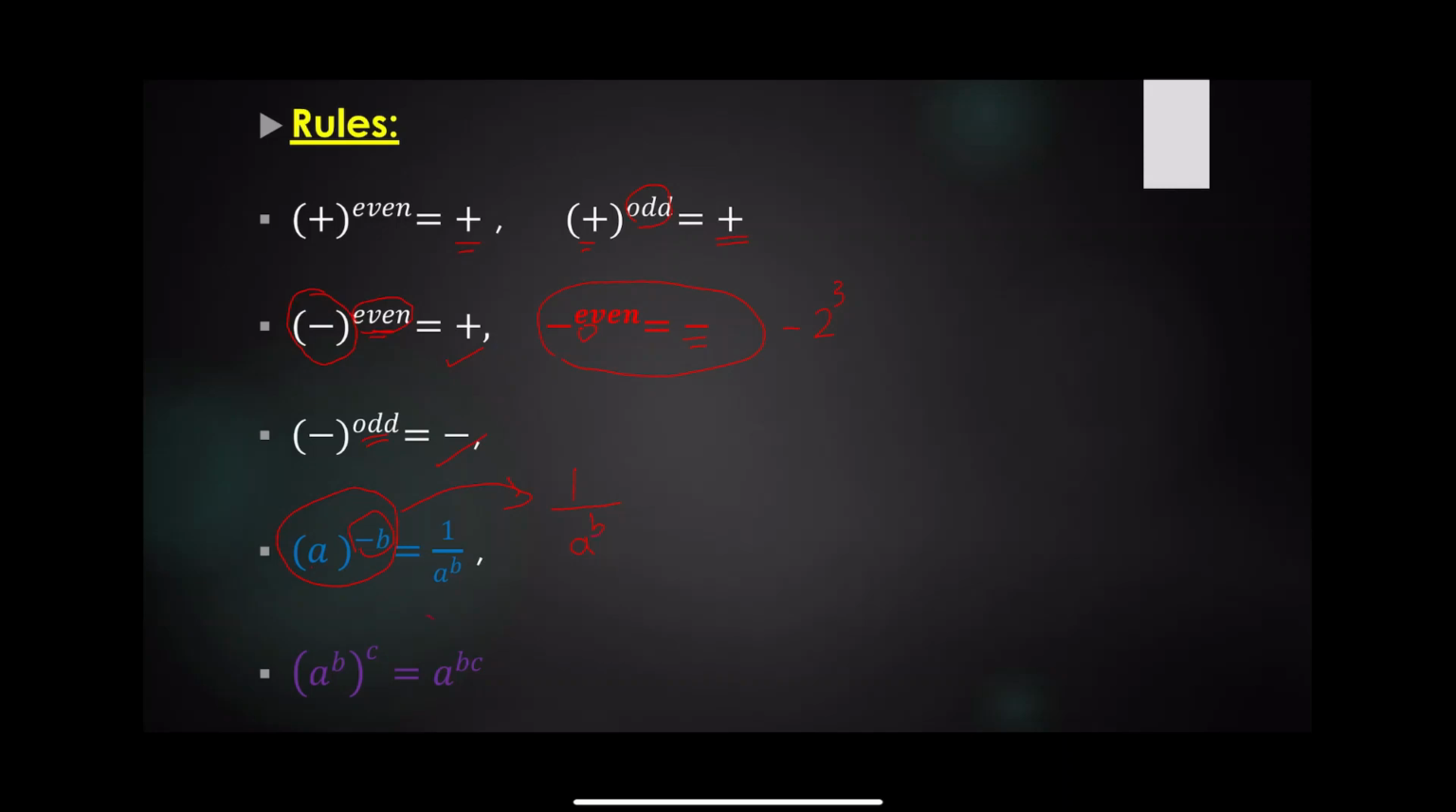This is the property for a power raised to another power. So a raised to b, and then the whole quantity raised to c. If we have a power raised to another power, then we have to multiply the powers. So it's going to be the same base, which is a, and then multiply b and c. We will see some examples.